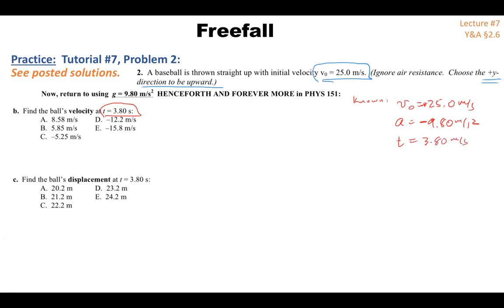And what is our desired unknown? We want to know what is the velocity at that later time. Well, is there an equation in our toolbox that has that set of knowns and that desired unknown? I think the answer to that is yes, right? If you think about equation number 1 from kinematics, that should be v is equal to v naught plus at. Sure enough, that exactly gives us what we want. It gives us our desired unknown, and everything else is already known. So let's go ahead and solve.